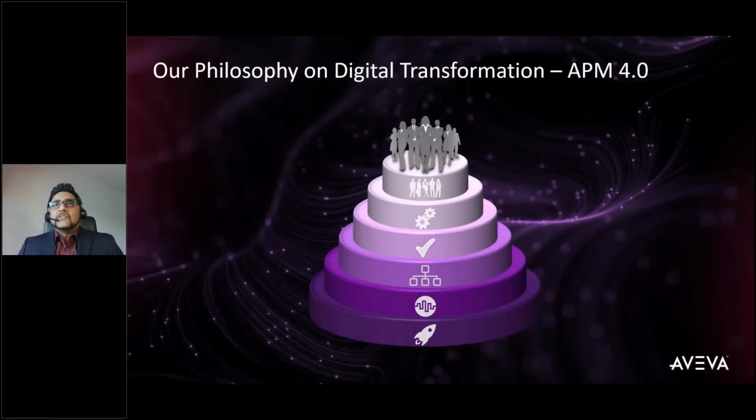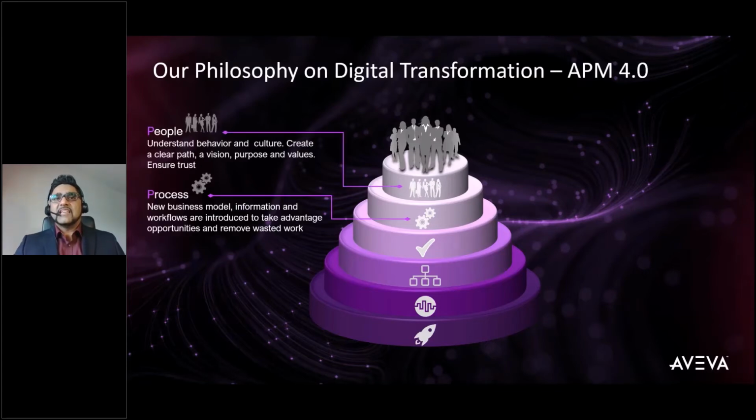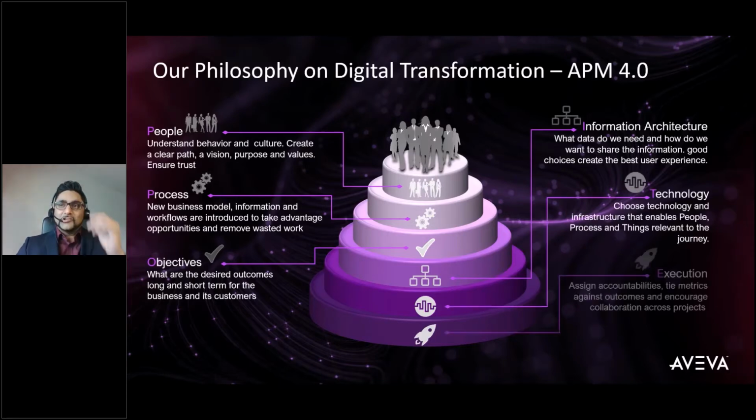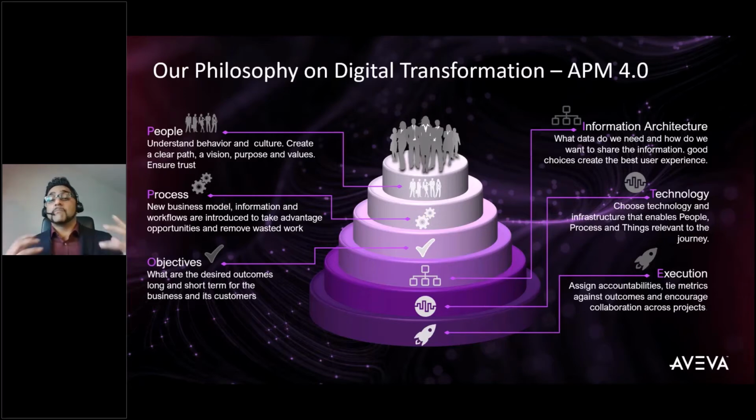From a digital transformation journey, where do we start, right? So from an Aviva perspective, we look at 6 key main areas. We look at people, processes, objectives, information architecture, technology, and also execution, right? So we know people are the most valuable assets. We need to ensure that we understand how they behave, what the culture is, and how they can integrate into the next part, which is processes.